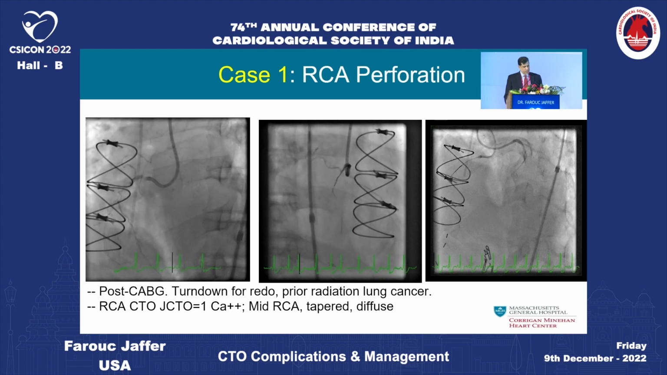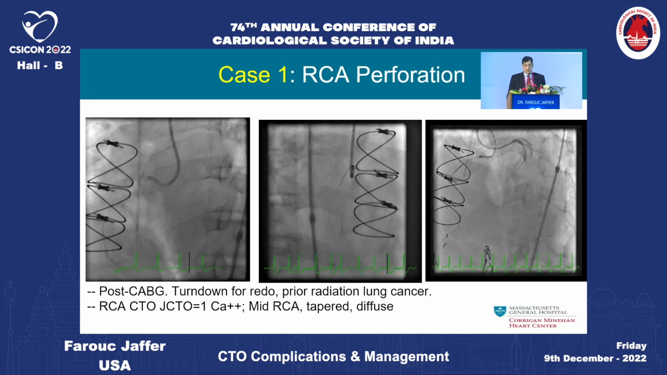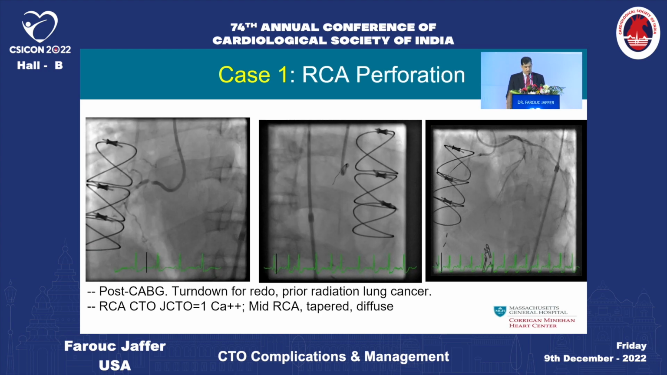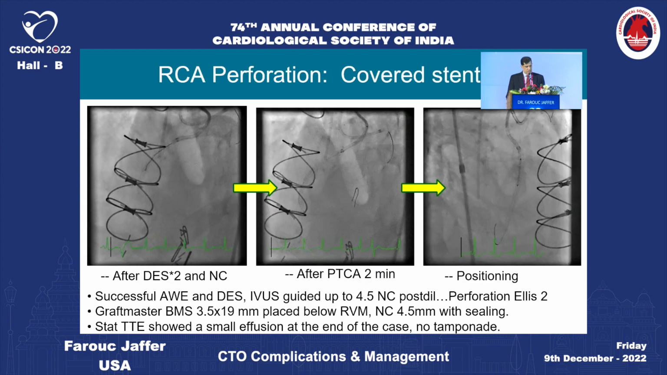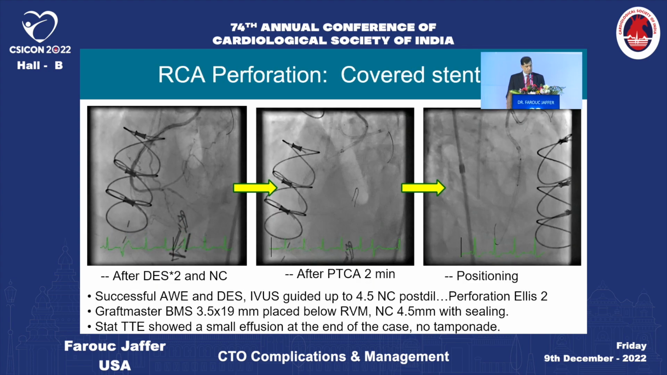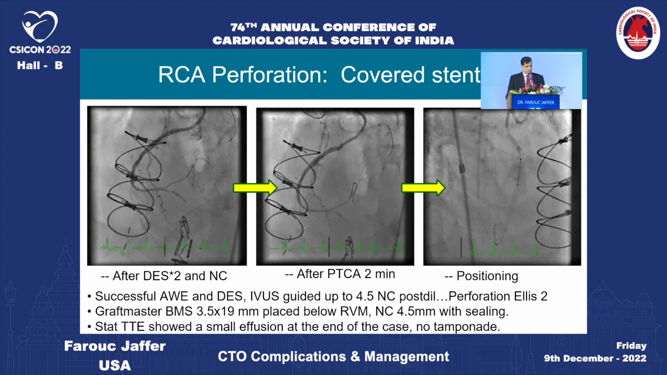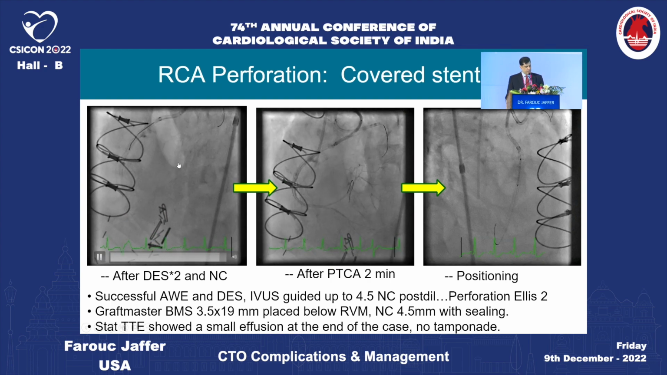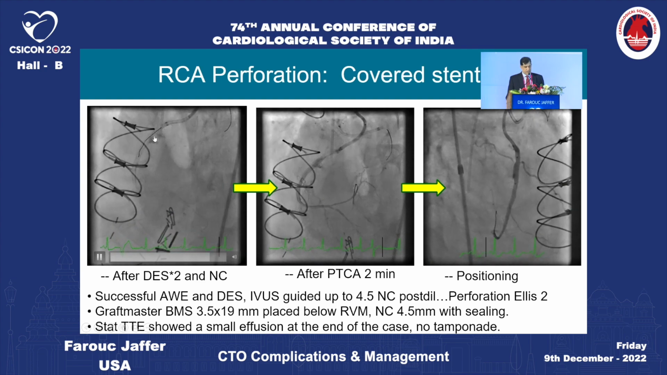Here, this is the first case. This is a post-CABG right coronary, turned down for redo bypass, prior radiation for lung cancer. CTO of the RCA, crossed antegrade wire. And as we were post-dilating, which we did IVUS guided, we went up to 4 or 5, probably on the more aggressive side. You can see here now an LS2 perforation here in the proximal right coronary.